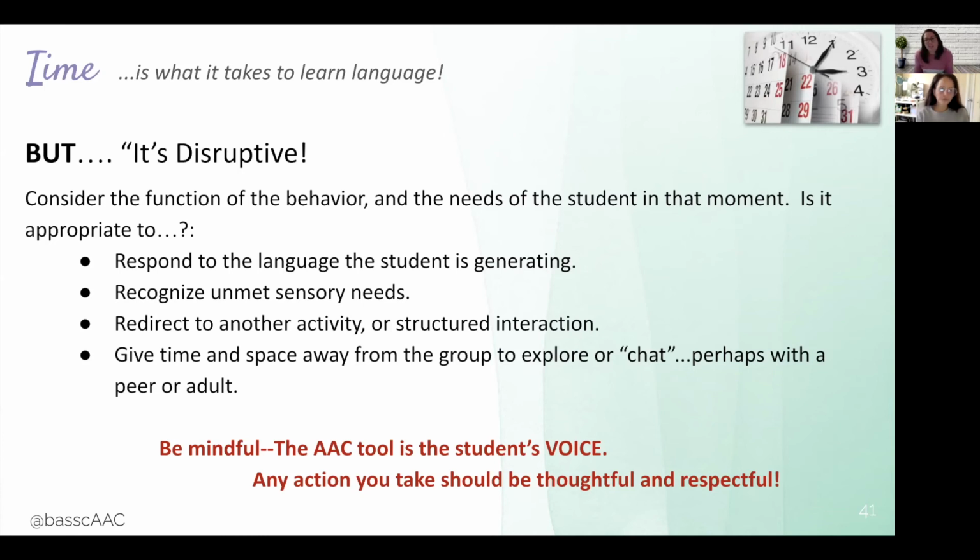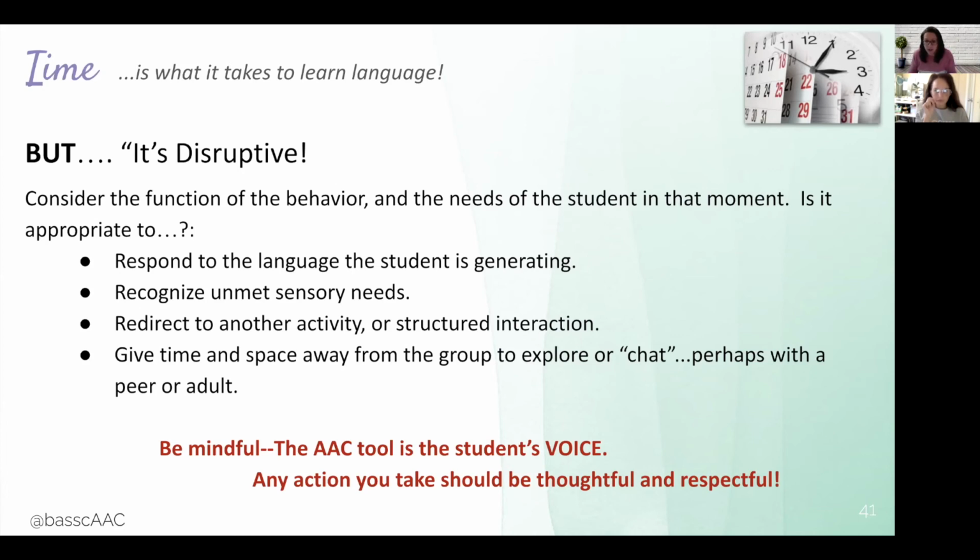Recognizing that there may be some unmet sensory needs and what we need to do about that. So if we need to build in some more breaks during that time, that maybe if they're going to their device, that auditorily or visually, whatever sensory system, they may just be getting overloaded, and then this is their way to focus on it.